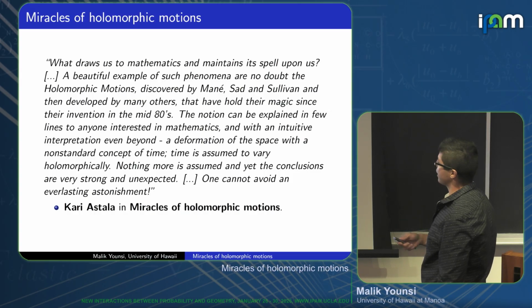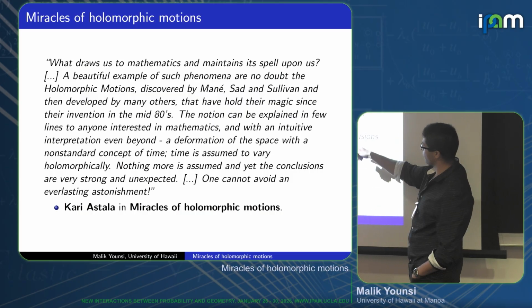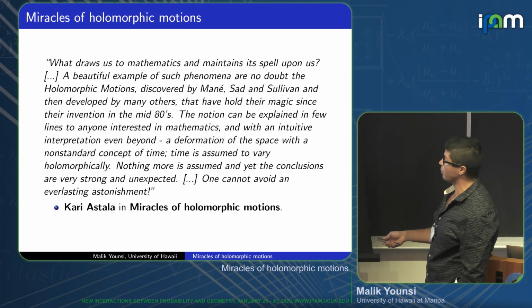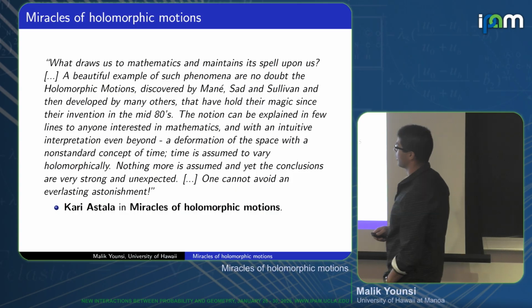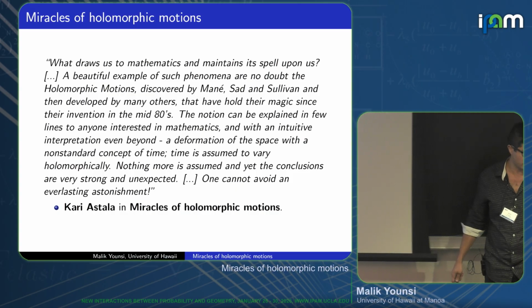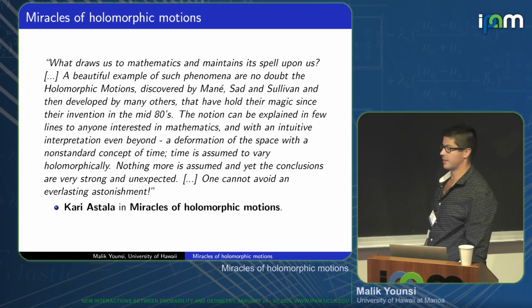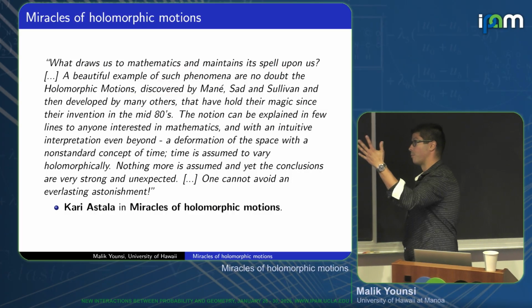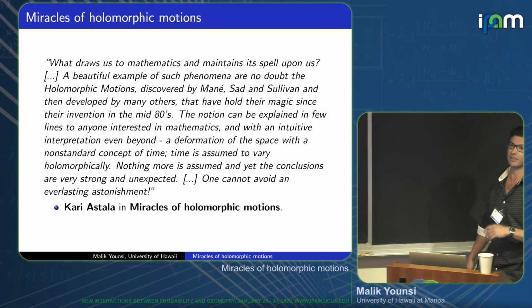So Astala continues, the notion can be explained in a few lines to anyone. It's basically a deformation of the space with a non-standard concept of time. Time is assumed to vary holomorphically. Nothing more is assumed, and yet the conclusions are very strong and unexpected. One cannot avoid an everlasting astonishment. So pretty strong words from Kari here. And this is the philosophy that I would like to convey in this talk, that holomorphic motions are very beautiful, and it's sort of magical what you can prove with so little assumptions. So the ratio of the things that you can prove over the assumptions that you need is very high. And I think that's why I got interested so much in this.